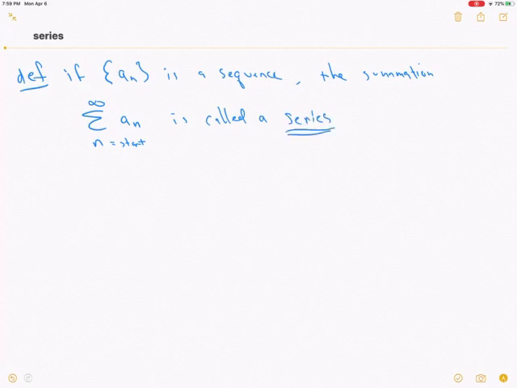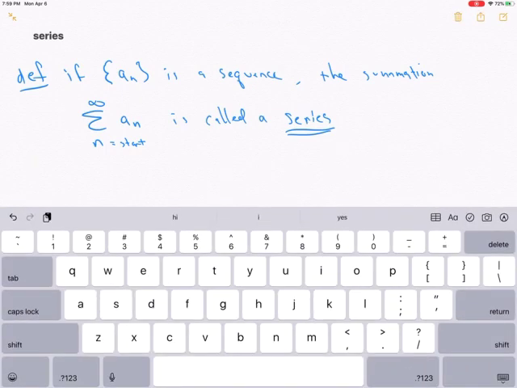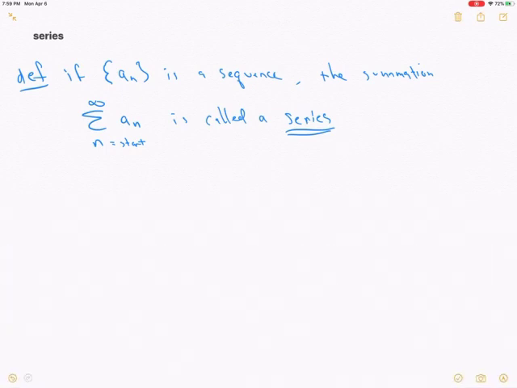So in other words, a series is a sum over terms in a sequence. So that's the definition. I'll say that in parentheses, a series is a sum over terms coming from a sequence, terms in a sequence.